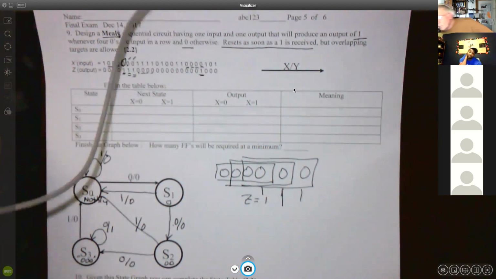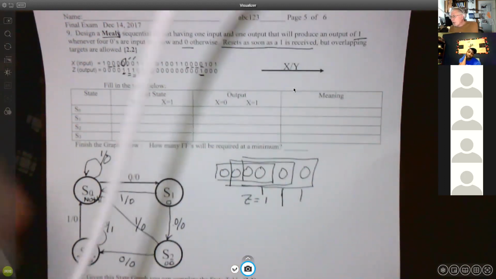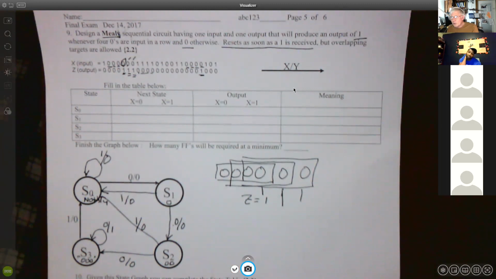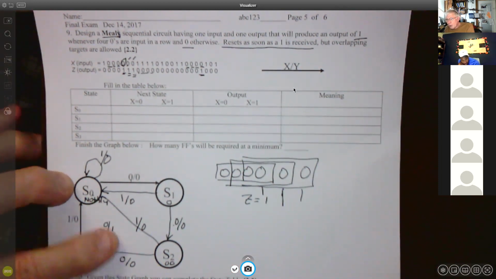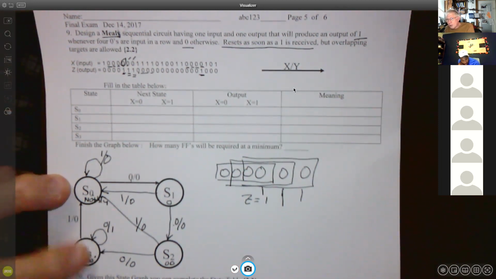And that's only because that's how the problem stated. There's nothing magical or necessarily required about that. How is that represented on the graph? With this little arrow here that says we stay here when we get a 0 instead of resetting. Got it. Okay.